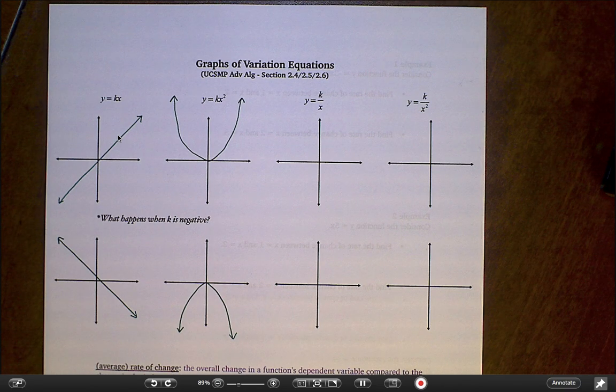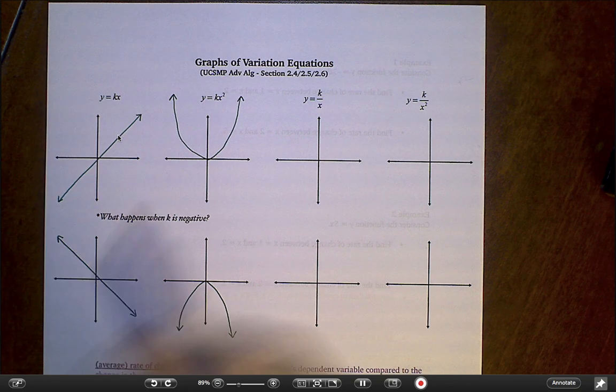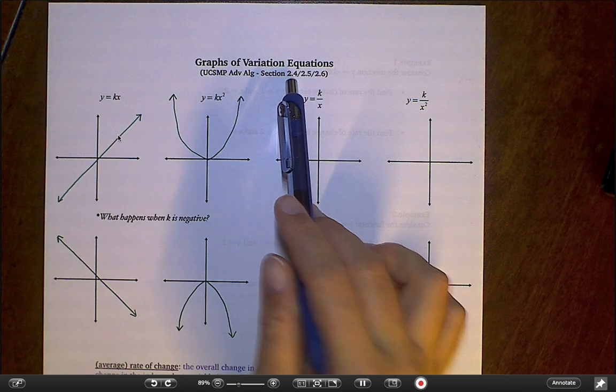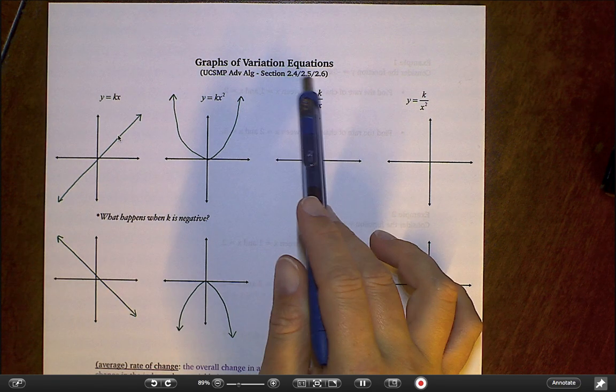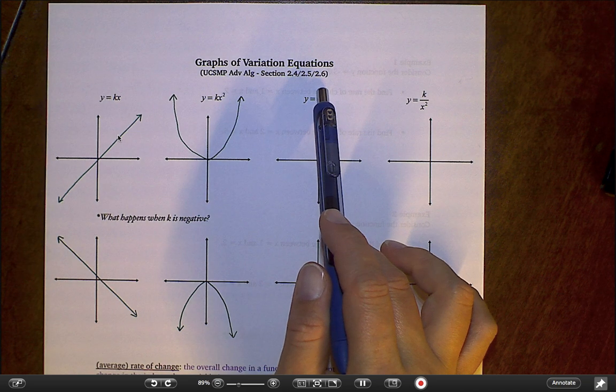Hi everyone. So this video is meant to supplement lessons 2.4 and 2.5. You should have already taken a look at these four graphs that are drawn in for you in an exploration activity. And I do want you to notice that this section of notes actually covers 2.4, 2.5, and 2.6. The 2.6 portion we're going to cover in class when I see you again next.